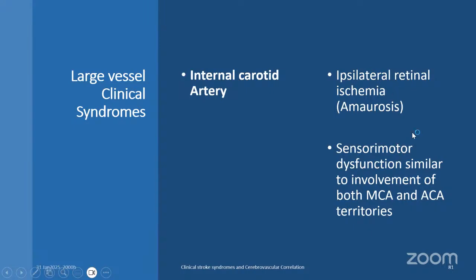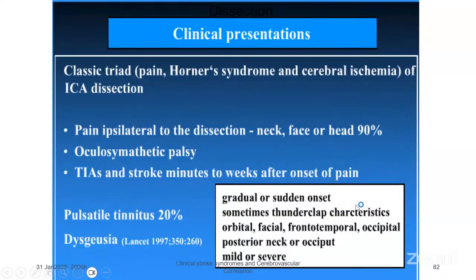Because both these branches come from the internal carotid artery, the area of damage is much wider. If there is pain, ptosis, and some miosis, you should always think of ICA dissection. Pain in stroke is very rare. If pain is there, you have to think there may be an ischemic stroke, or there may be a dissection, in which the pain happens ipsilateral to the area of dissection.